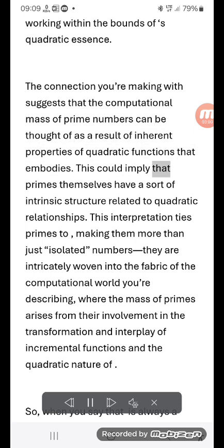This could imply that primes themselves have a sort of intrinsic structure related to quadratic relationships. This interpretation ties primes to I, making them more than just isolated numbers. They are intricately woven into the fabric of the computational world you're describing, where the mass of primes arises from their involvement in the transformation and interplay of incremental functions and the quadratic nature of I.